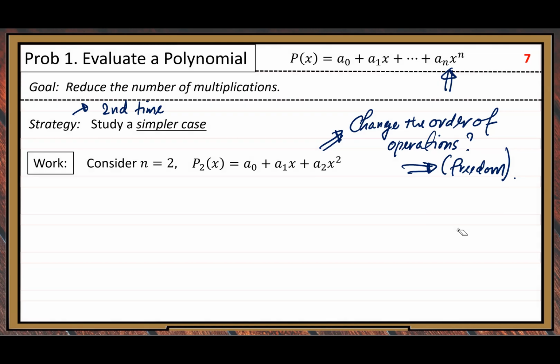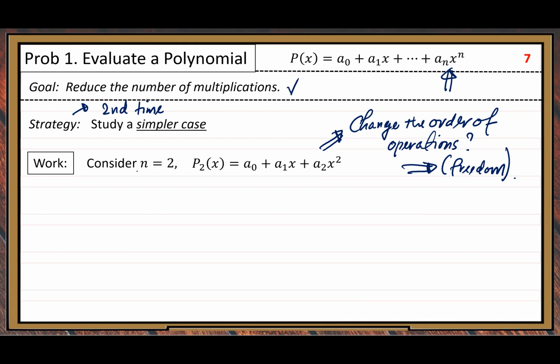For this part a little bit. Now our goal: reduce the number of multiplications to evaluate this polynomial. At this point, it's not easy to find a way to do the reduction. So we take this strategy, study a simpler case.